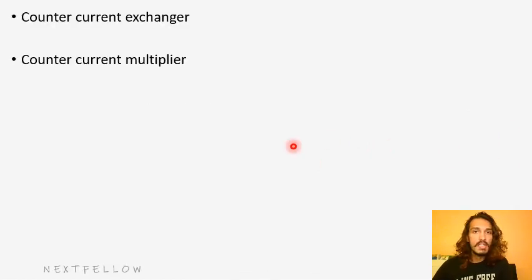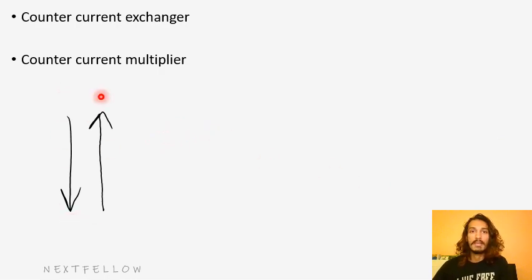So two things you need to understand: what is countercurrent exchanger, what is countercurrent multiplier. The whole concept of countercurrent is there are two channels. One is flowing in one direction, the other is flowing in the other direction. You take loop of Henle, one side is coming down, one side is going up. You take vasa recti, one side is going down, one side is coming up. So that is why it's called countercurrent.